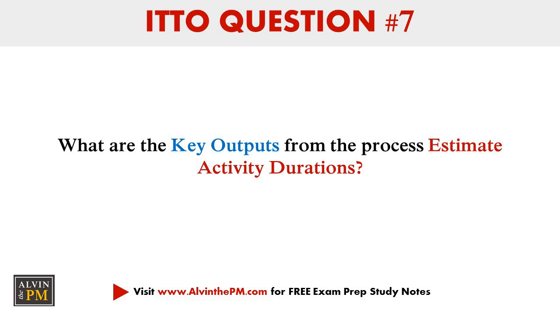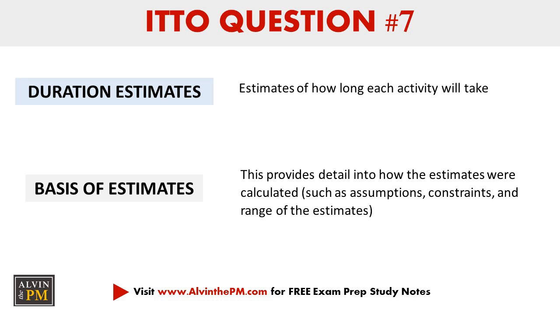Question 7. What are the key outputs from the process estimate activity durations? Pause the video and think about which answer you think is correct. The key outputs are the duration estimates, which is an estimate for how long each activity takes, and the basis of estimates, which provides detail into how these estimates were calculated. On to our next question.